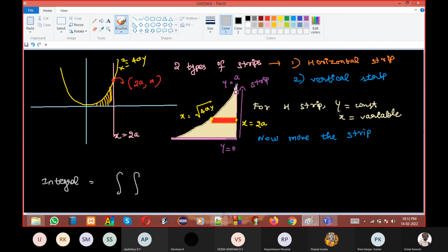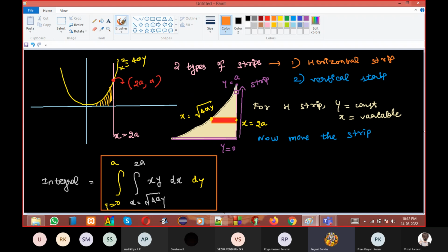Integral. First I will vary x. X equal to root of 4ay to 2a, xy dx. Then what will I do? Then I'll move the strip. I'll move the strip from y equal to 0 to y equal to a, dy. This is the integral.